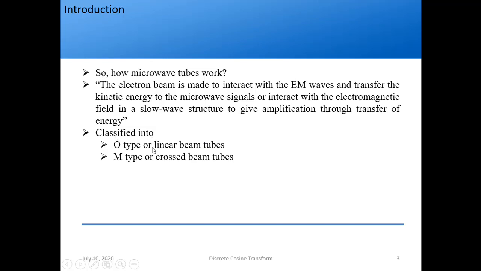So now further, these tubes are classified into O type or linear beam tubes. O type tubes are also called linear beam tubes. And then we have M type tubes or cross beam tubes. M type tubes are also called cross beam tubes. So let's see this one by one. What do they mean?